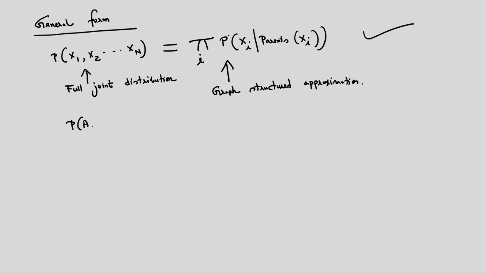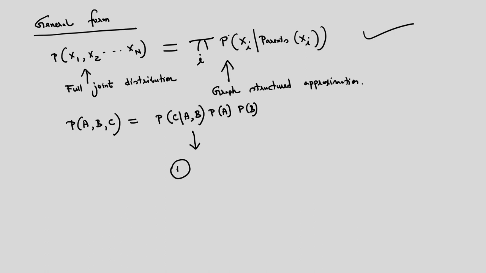Suppose I can give one example. Suppose I have three variables A, B and C. So, we are considering the joint distribution, probability of A, B, C. That I can represent like this: probability of C given A, B, that is the conditional probability, and also I can write probability of A, probability of B. So, this joint distribution can be written like this, and corresponding to this equation, these probabilities I can represent in the graph.